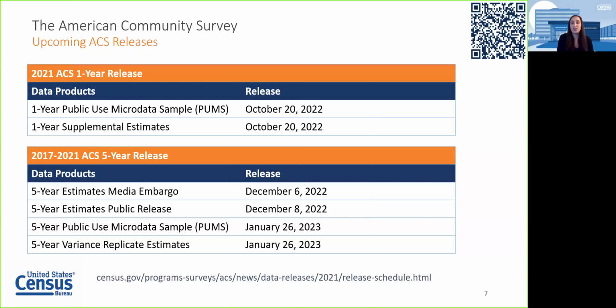The 2017 to 2021 5-year ACS PUMS files will be released on January 26th, along with the 5-year variance replicate estimate tables. The variance replicate estimate tables allow data users to calculate margins of error, which include the covariance term when combining ACS estimates within a table or between geographies. And these can be found on the ACS website.